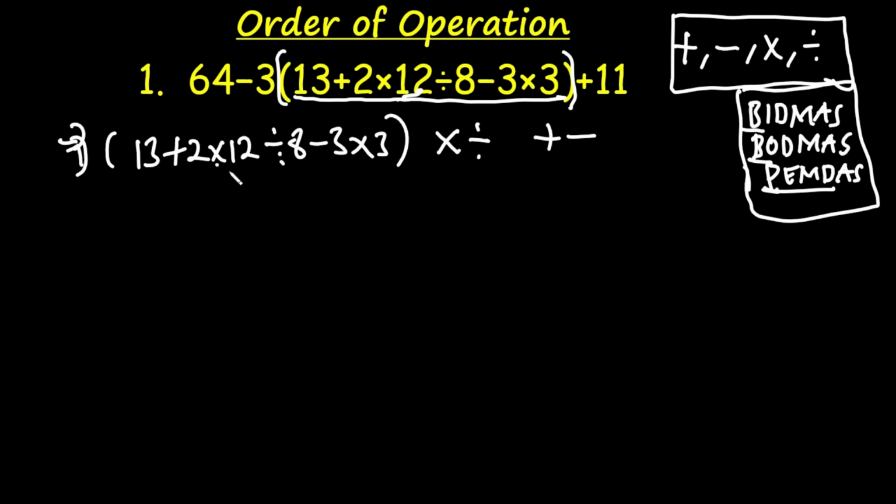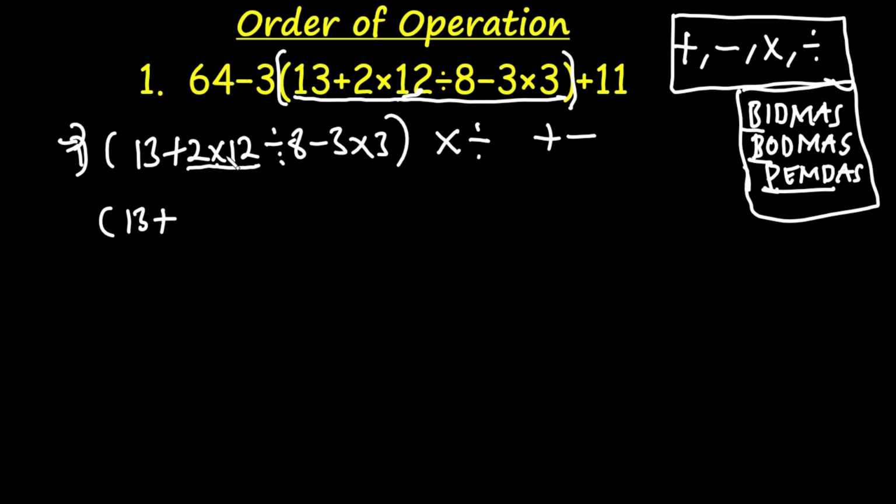But because the multiplication comes before the division sign, I'm going to consider solving the multiplication first. So the first thing I have to ask myself is, which two numbers do I have the multiplication sign, or the operation, in between them? There is one in between the 2 and the 12. So this is how we're going to solve 13 plus 2 times 12.